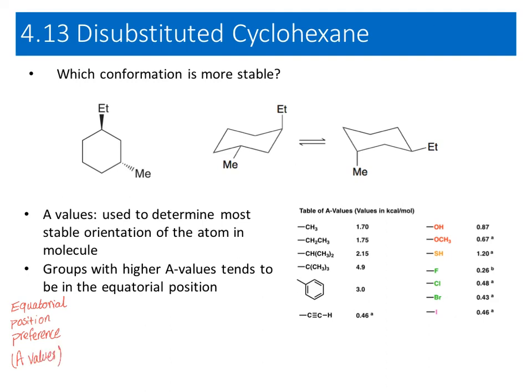And based on that, tertiary butyl prefers to be in the equatorial position more than the other substituents in this table. So the tertiary butyl, if you remember the chicken finger one, it's this group. After that, we have phenyl substituent, which is the benzene ring. When it is a substituent, we call that phenyl.